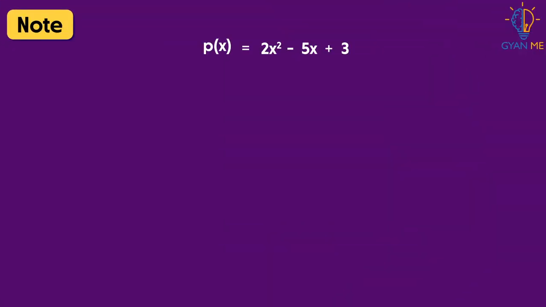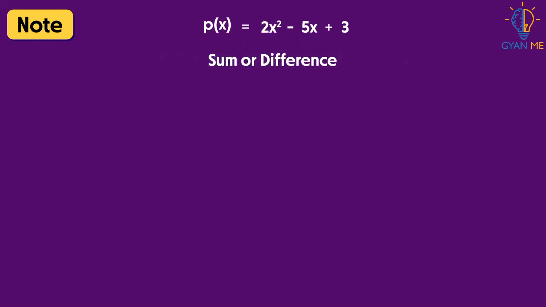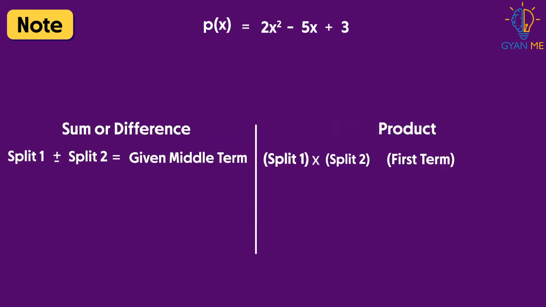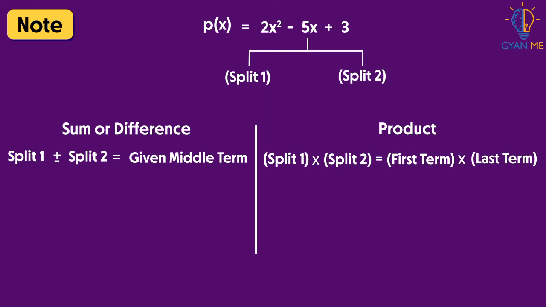Note that the splitting of the middle term should be such that the sum or difference of the two newly split terms should always be equal to the given middle term, and their product should be equal to the product of the first and last term. We'll call the two splits split 1 and split 2. According to this rule, let us split the middle term minus 5x like this. Split 1 is minus 2x and split 2 is minus 3x.